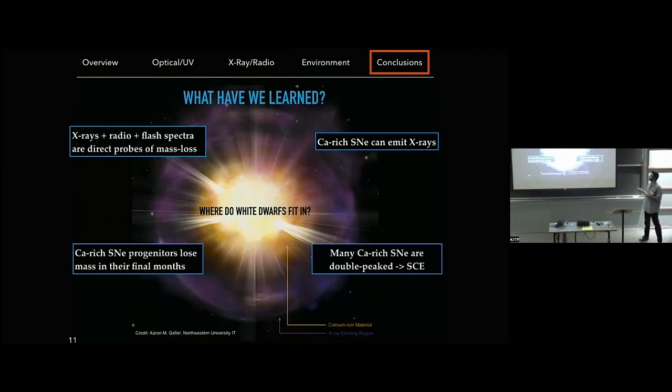So what have we learned? X-ray and radio and flash spectroscopy, early time observations are essential to understand calcium-rich transients. Calcium-rich transients are X-ray bright if we observe them early enough. It indicates a confined shell of material sitting around what we think is a white dwarf progenitor. And these double-peaked events also indicate some material sitting around the progenitor star at the time of explosion, a very interesting circumstellar environment. And I put in this question just to open it up: where do white dwarfs fit into this? If these are white dwarfs, we should think about how we can make these systems.